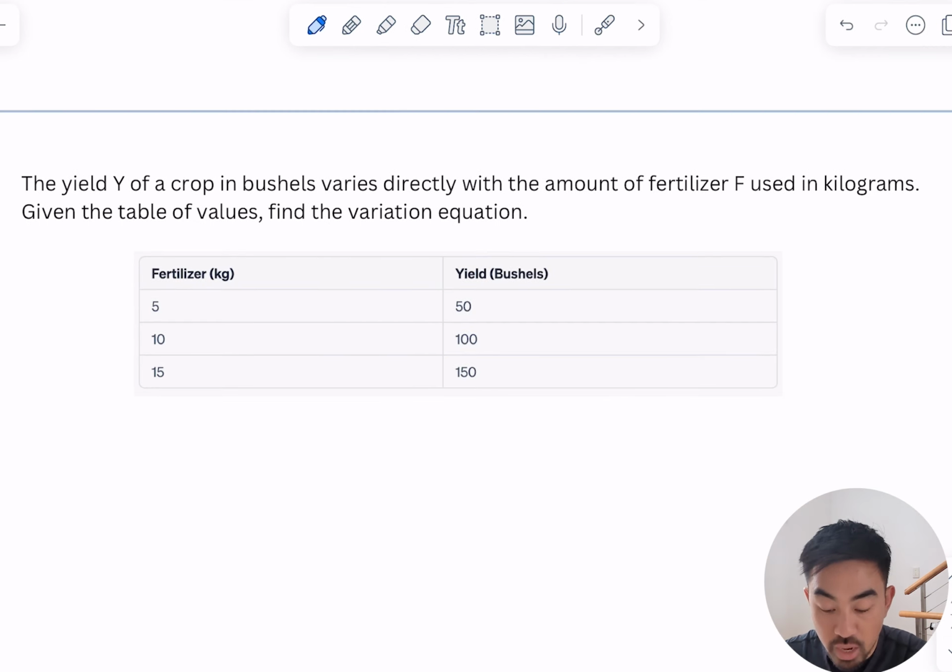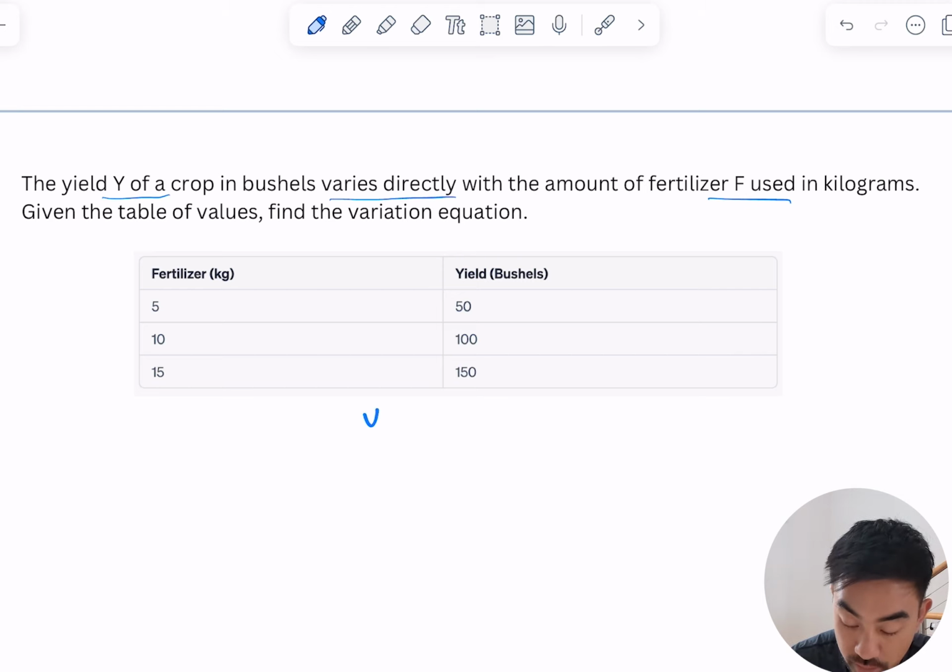All right, last one here. It says the yield Y of a crop in bushels varies directly with the amount of fertilizer F used in kilograms. Given the table of values, find the variation equation. Okay, so it's kind of switching it up, but the gist is the same. So Y, the yield, varies directly with F. So straight away, I can go Y equals K times F.